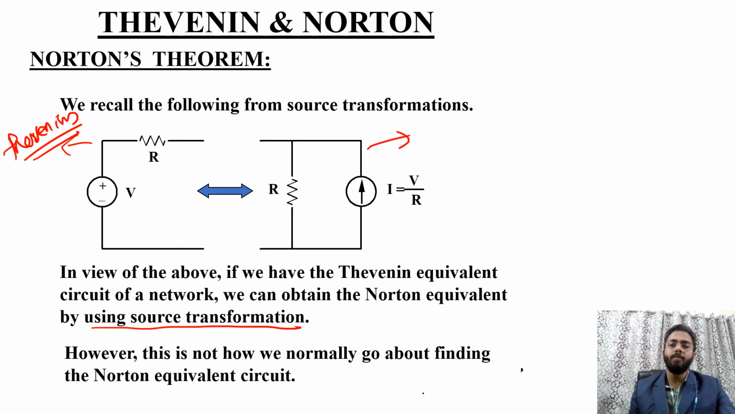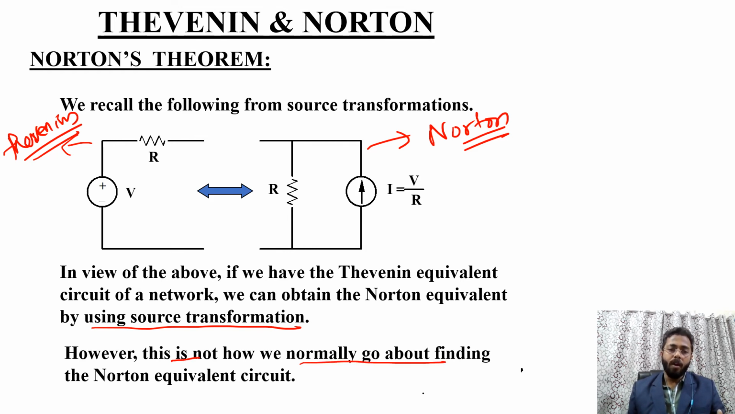Thevenin's, and this one is from Norton. So here Thevenin's and Norton's, this is the source transformation between them. If you have the Thevenin circuit, then you can easily convert it into a Norton circuit, and if you have the Norton circuit, you can convert it into a Thevenin circuit with the help of the source transformation technique.